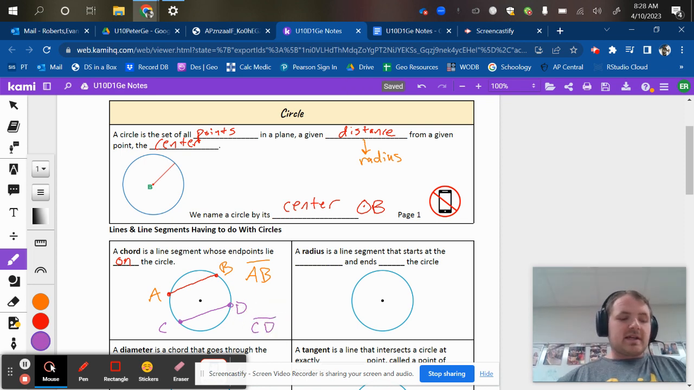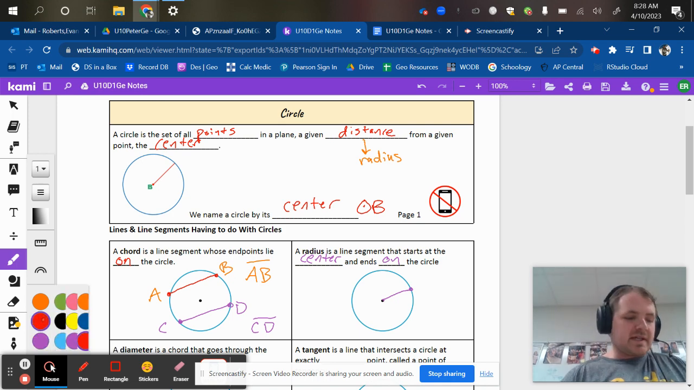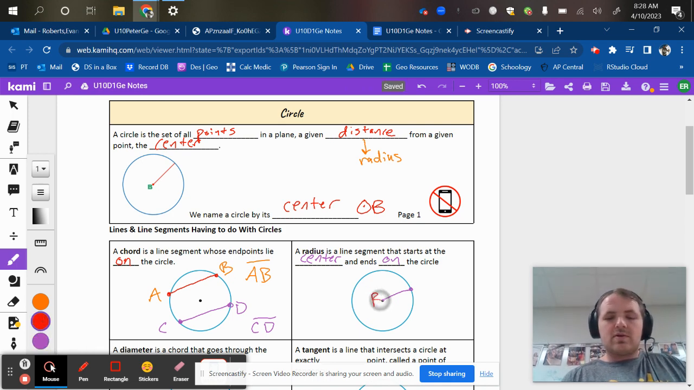So radius, we talked about that a little bit up there. It's starting at the center and it ends specifically on the circle. So again, that radius starts at the center and ends on the circle. If B is my middle, then B to E, that would be the radius. Something like that.